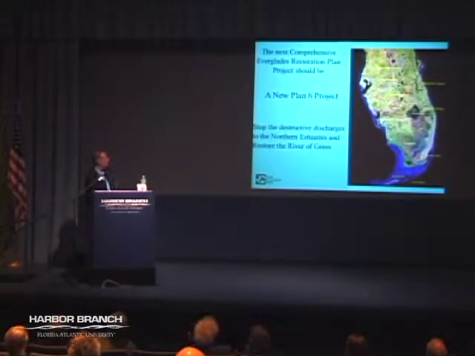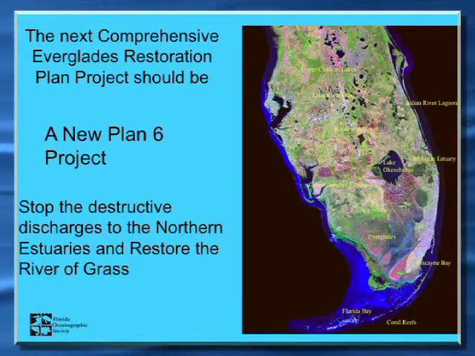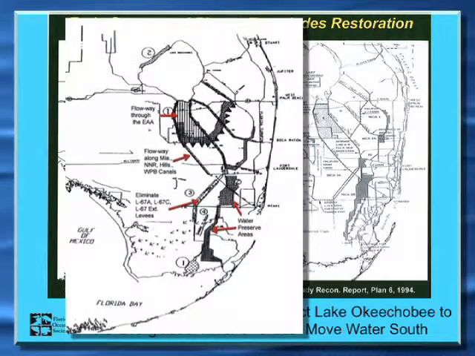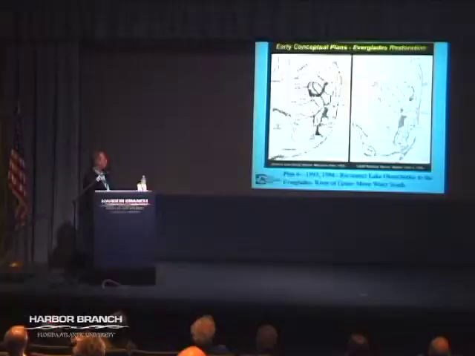I want to end here with an idea that we keep bringing back to advocate, and that is to restore a plan that was called Plan 6 back in '93-'94, and that's to stop these estuary discharges and restore the river of grass. Back in '93-'94, the recon study and the science subgroup proposed this flowway, or this Plan 6, which would connect Lake Okeechobee between the Miami and North New River Canals south to the Everglades through some sort of flowway or flow pattern south, and that's to provide more water.